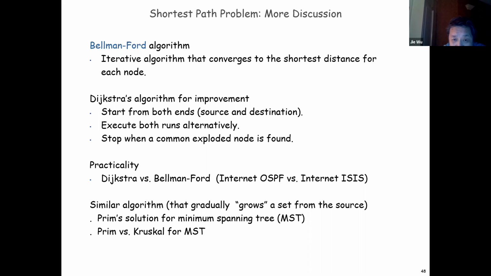A similar algorithm was already mentioned for the minimum spanning tree, and you can use Prim's solution for the minimum spanning tree. It's a similar idea to Dijkstra: you grow and explore the node set. The difference is that instead of the shortest path from the source, you find the minimum edge between the black node set and the gray node set.